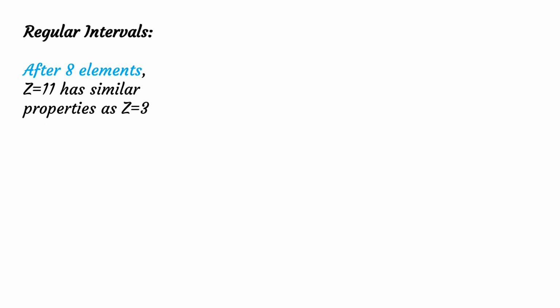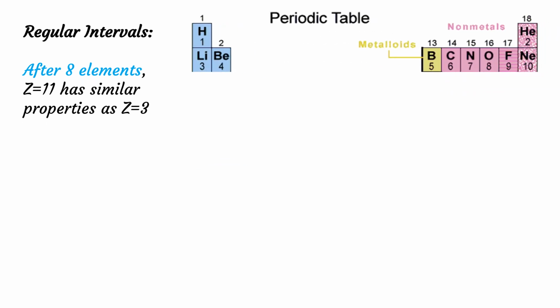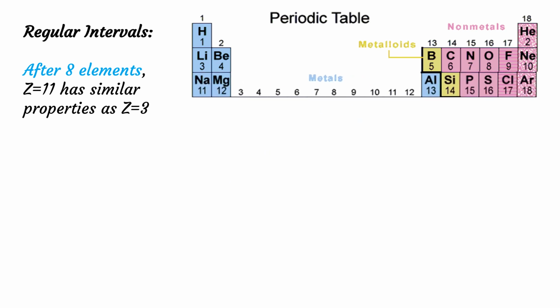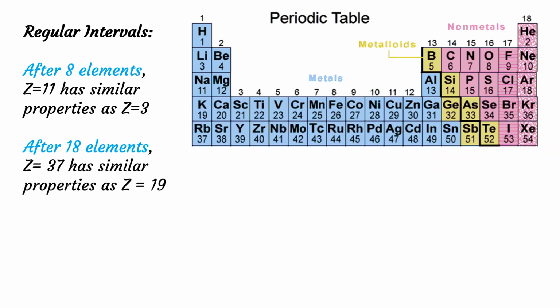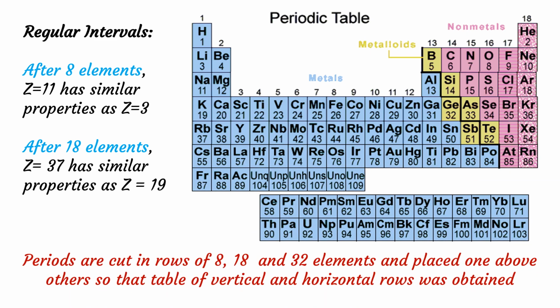What do you mean by regular intervals? After 8 elements, when Z is equal to 11, the element which has atomic number 11 has similar properties as the element which has atomic number equal to 3. After 18 elements, the element which has atomic number 37 has similar properties as the element of atomic number 19. Periods are cut in rows of 8, 18 and 32 elements and are placed one above the other so that a table of vertical and horizontal rows was obtained.